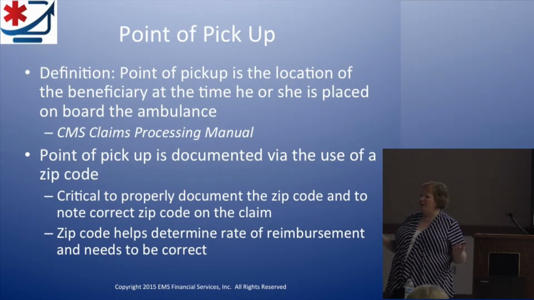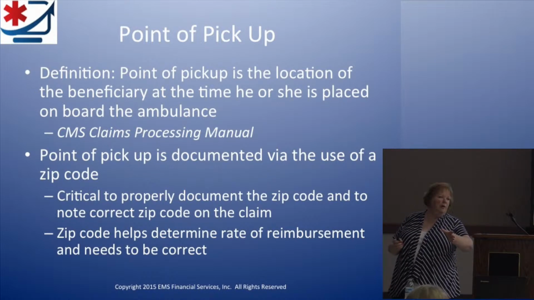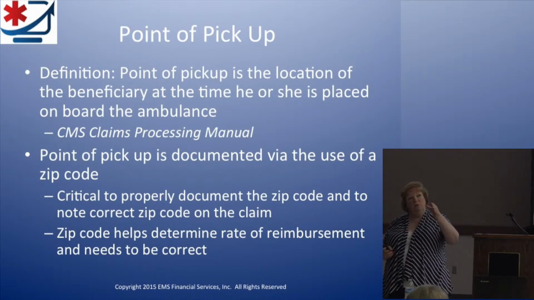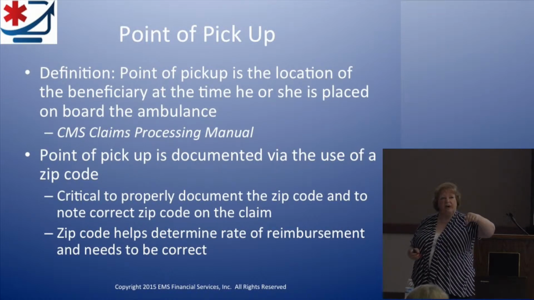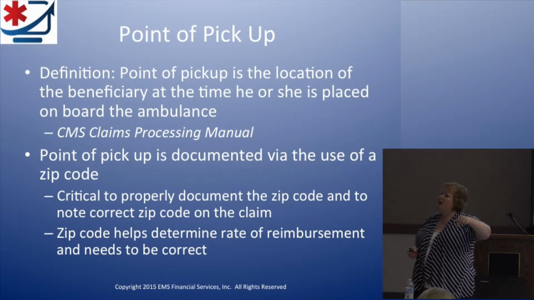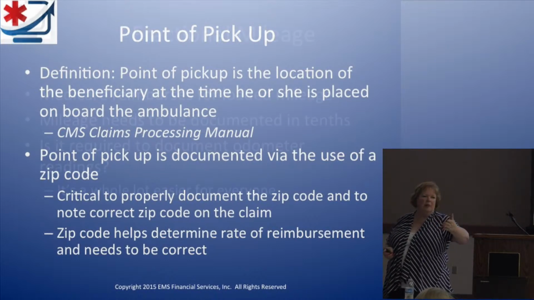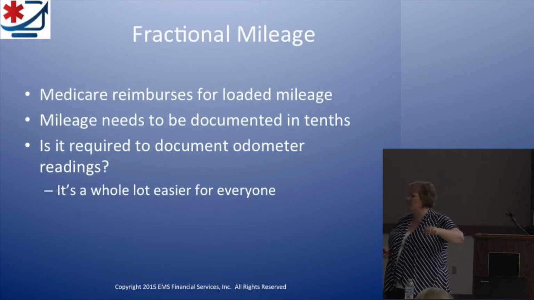What Medicare, CMS, did is they said, okay, these zip codes are urban areas, these are rural areas, these ones are super rural areas, and we will reimburse based on where the transport started. And other payers follow suit. Medicaid does that, commercial payers do that. It's all about where the trip started, and that's why we're doing it.